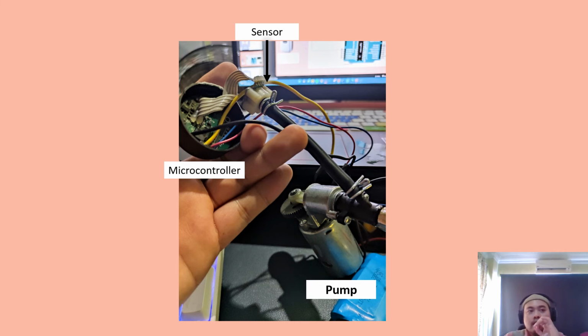So this is just another device. It's not a Ripple mattress, but it is an air pump that has a display. So that's the microcontroller. Then the sensor is connected to the air hose port on the pump.